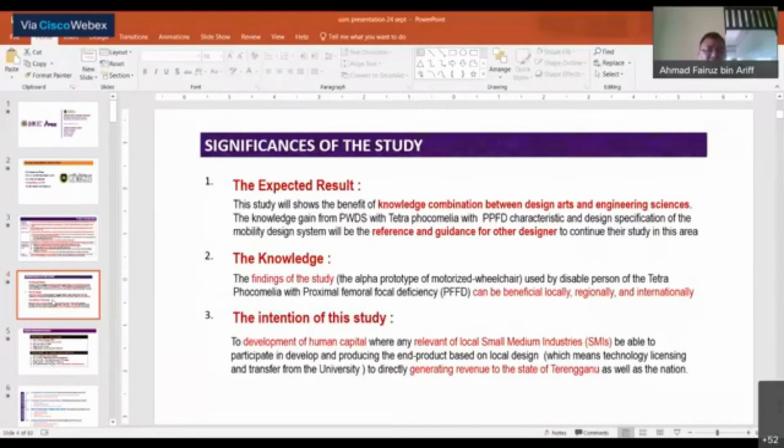Significance of study, expected result. This study will show the benefit and knowledge combination between design arts and engineering science. The findings of the study will be used for disabled persons with tetraphocomelia with PPFD and can be beneficial locally, regionally, and internationally. Number three, the intention of the study is to develop human capital where relevant local SMEs are able to participate in developing and producing the end product based on local design.